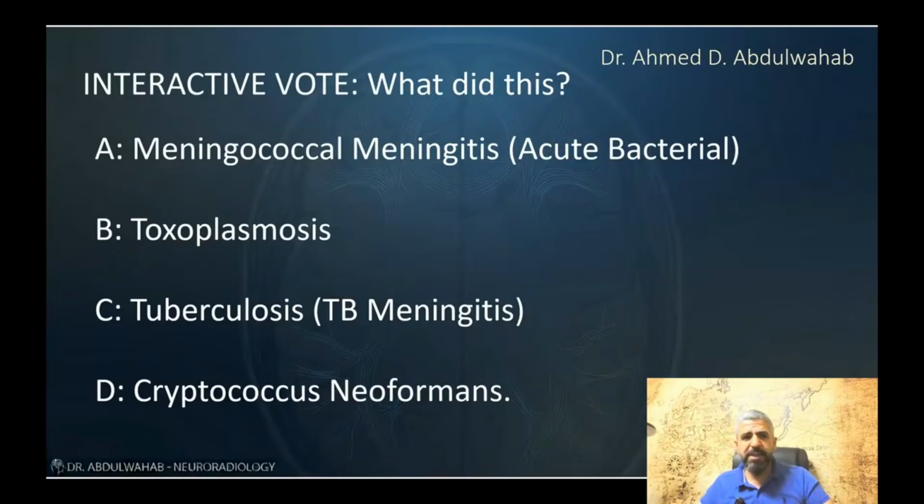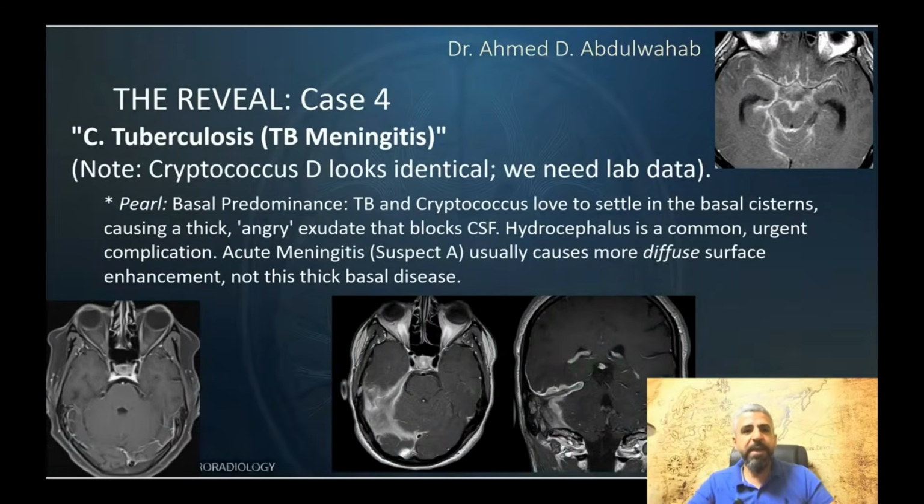What did this? Is it A, meningococcal meningitis or acute bacterial meningitis? Is it B, toxoplasmosis, C, tuberculosis, or D, Cryptococcus neoformans? Low CD4 plus thick basal cisternal enhancement plus progressive hydrocephalus. The answer for case number 4 is C, tuberculosis or tuberculous meningitis. In an HIV patient, TB is often the first opportunistic target. The basal cisterns predominantly are involved.